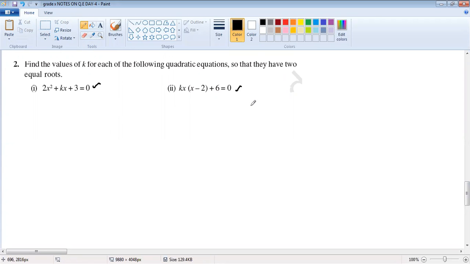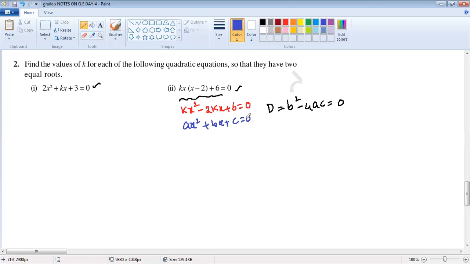I'll do this question. See, for equal roots the condition is discriminant b square minus 4ac should be equal to 0. Am I right? Now please open this one. When you open it, it will come kx square minus 2kx plus 6 is equal to 0. Compare this with ax square plus bx plus c. The a value is k, the b value is minus 2k, and the c value is 6.